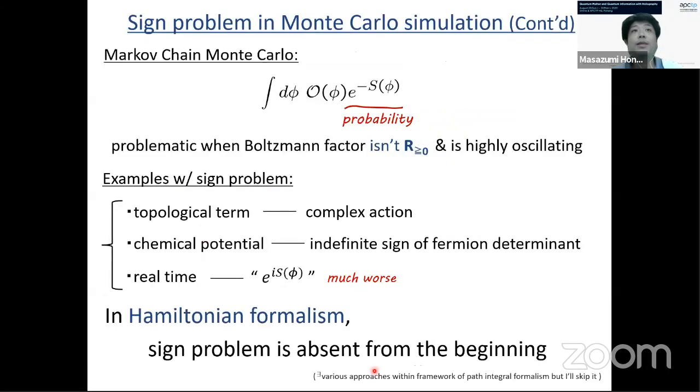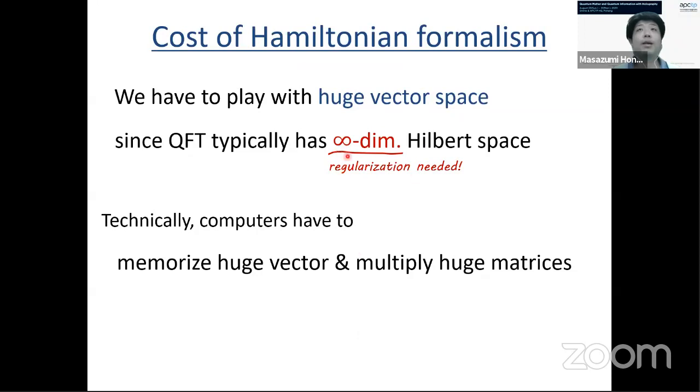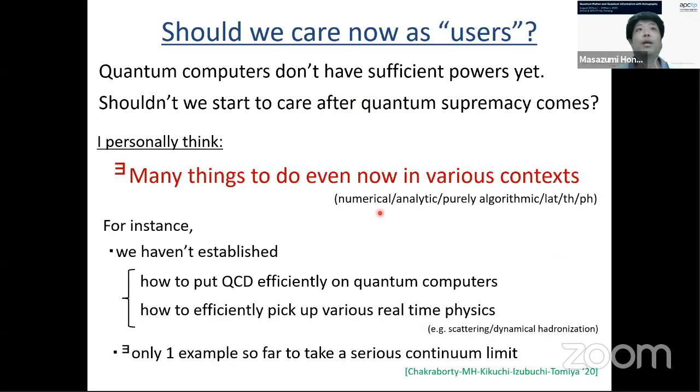In Monte Carlo simulation, when the action is complex, we have a problem in computing this integral numerically. This physically happens when we have a topological term, real-time, chemical potential, and so on. In the Hamiltonian formalism, we don't have this problem from the beginning, but we have to play with a huge vector space.